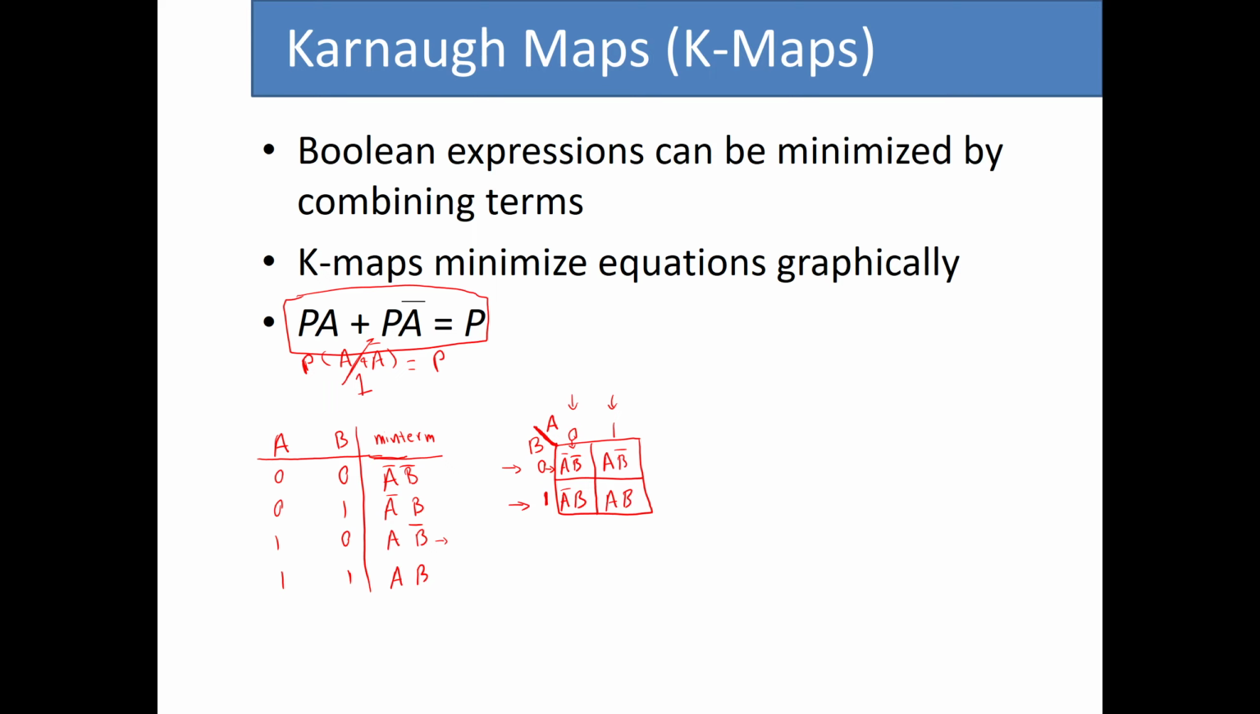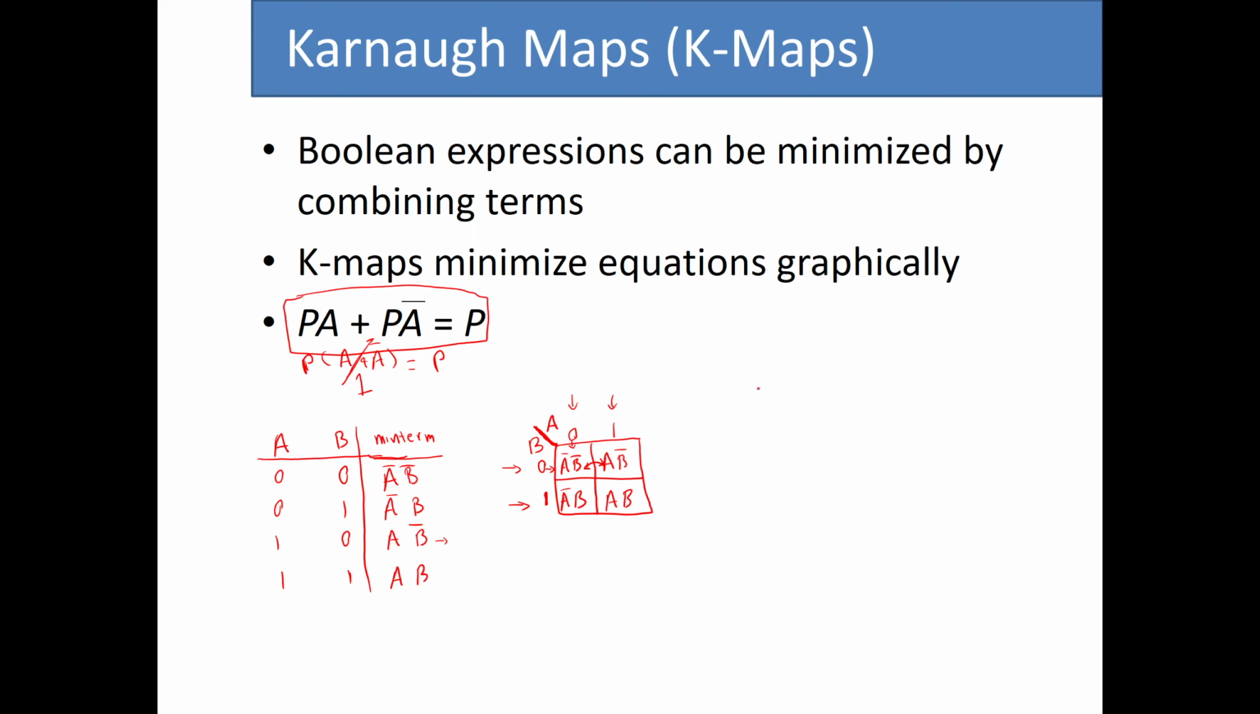So as you can see, going from the truth table to this 2 by 2 K-map is very straightforward, right? One thing that you should notice here is that if you look at the relationship between each one of these cells and their immediate neighbor, from one cell to the next one, only one variable changes.